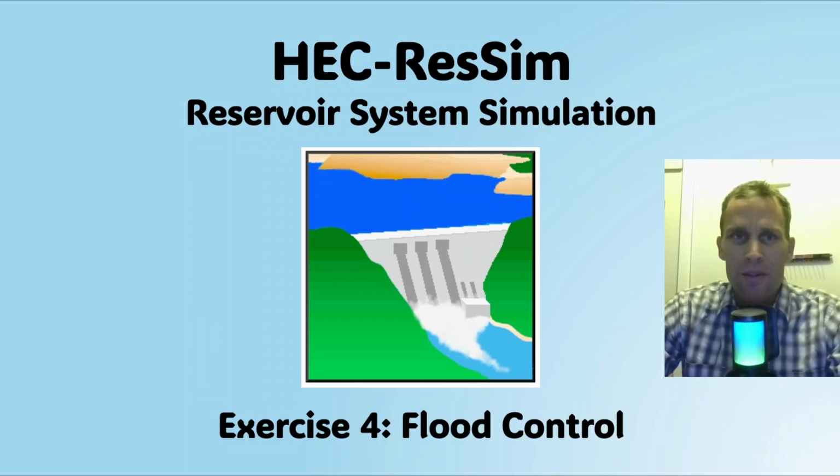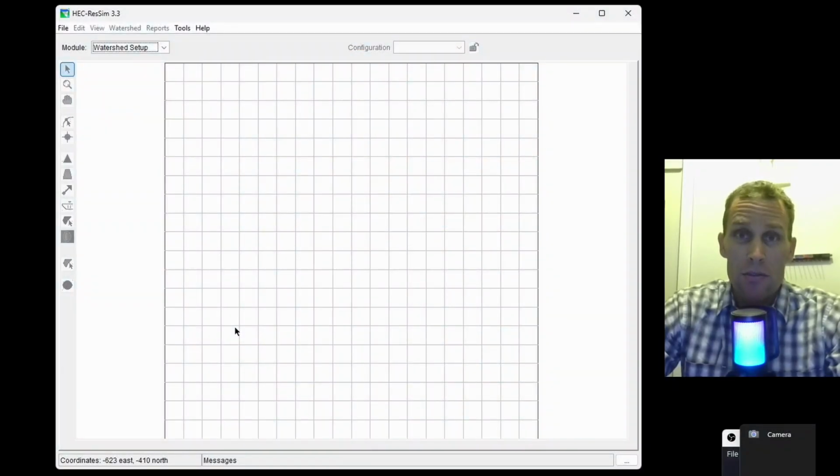Welcome and hello. This is a video exercise using HEC ResSim, and I'm titling this exercise Flood Control. I'm going to route a hydrograph through a reservoir. It's going to cause a flood, and then we're going to implement a few strategies to mitigate that flood.